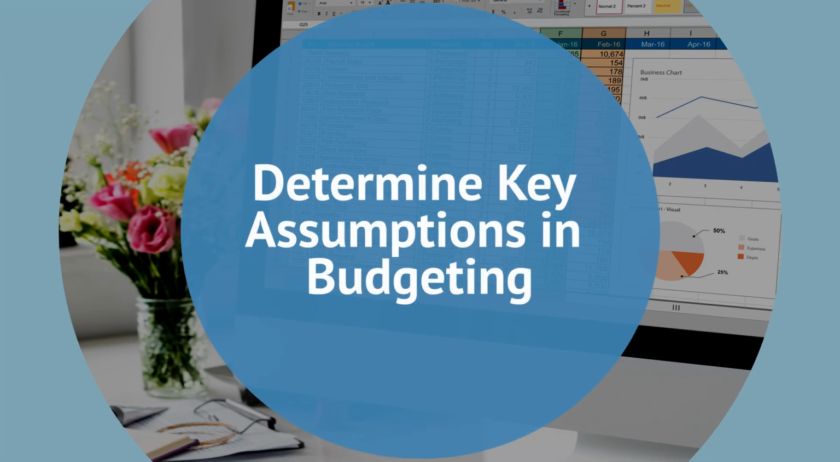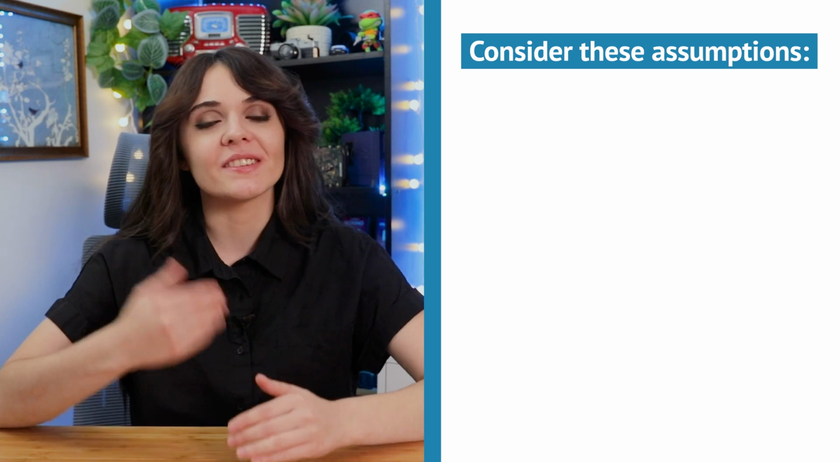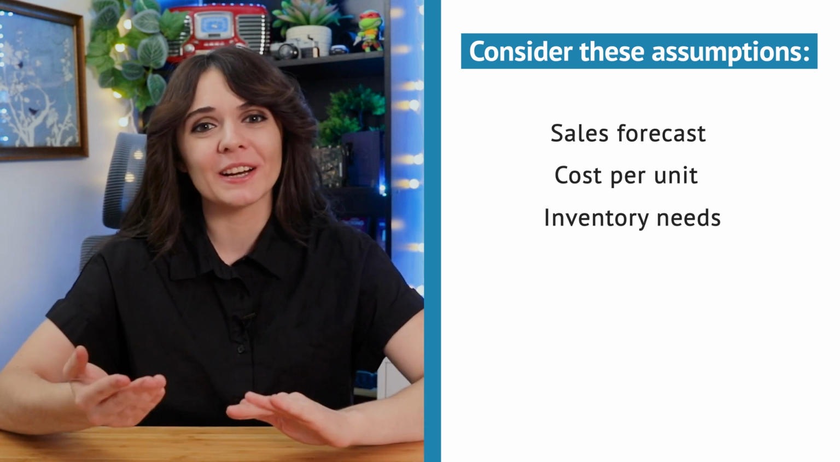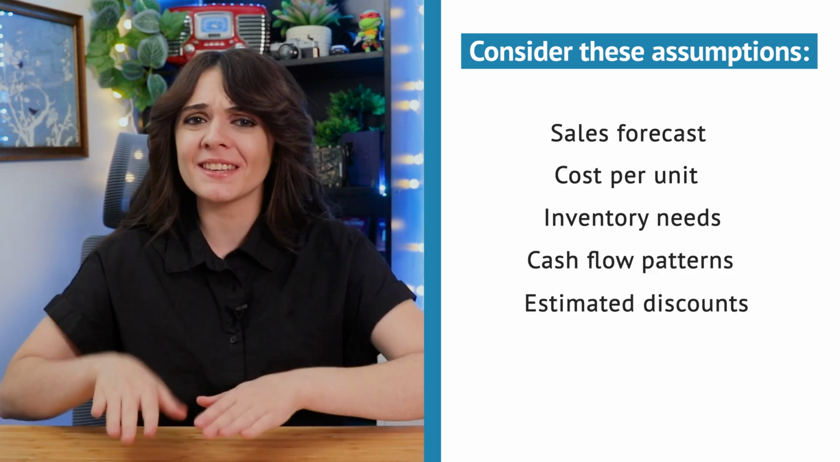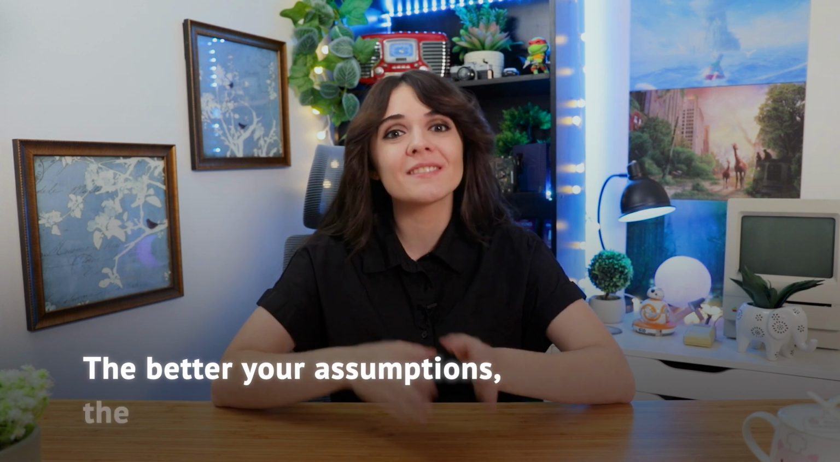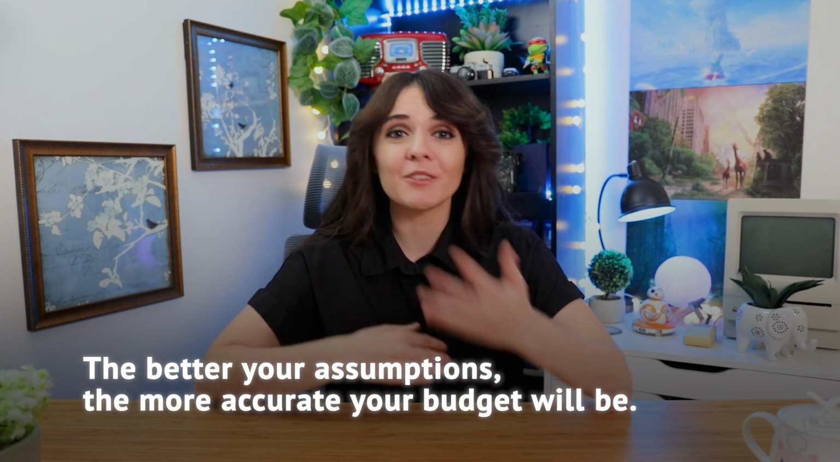Once you have your process in place, the next step is to determine the key assumptions for your budget. These assumptions are important because not all information is readily available at the time of budgeting. For example, consider assumptions such as sales forecasts, cost per unit, inventory needs, cash flow patterns, and estimated discounts and sales returns. These assumptions should be based on past experiences and realistic projections. The better your assumptions, the more accurate your budget will be. Over time, as you refine your budgeting process, you'll identify more assumptions to include, making your budget even more robust.